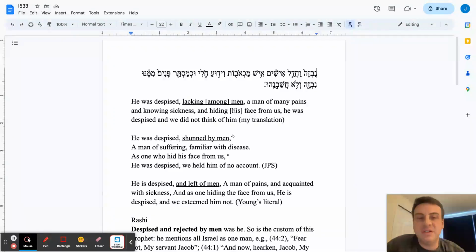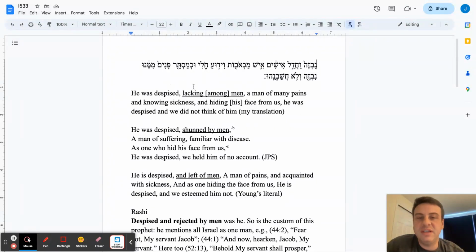So in the first, you'll see I have my own translation of the Hebrew, followed by the Jewish Publication Society, and then Young's literal translation, which I happen to like quite a lot. But more or less, the text reads something like this: He was despised, lacking among men. This is underlined because the Hebrew is not clear, and that's here Vahadal Ishim.